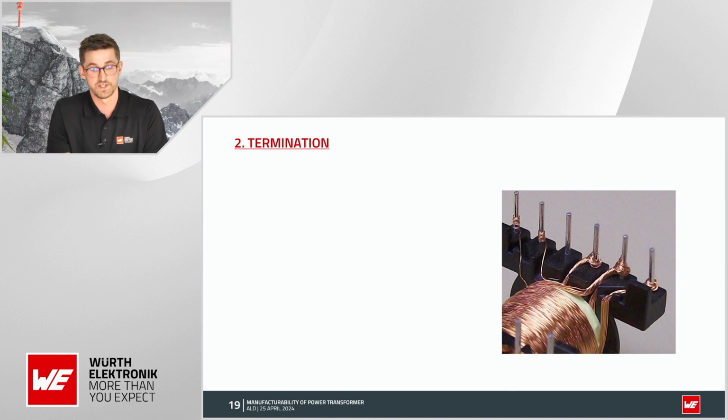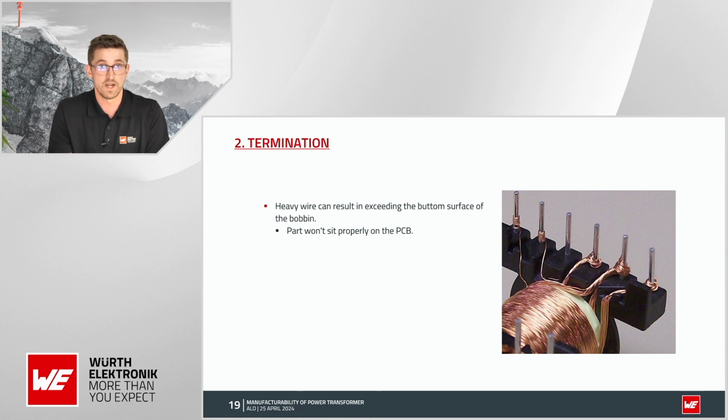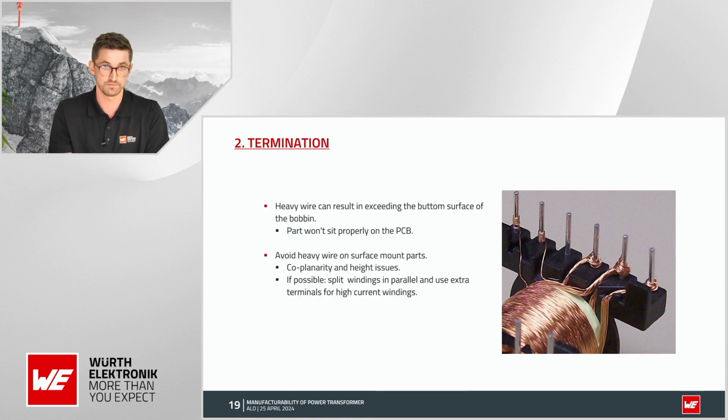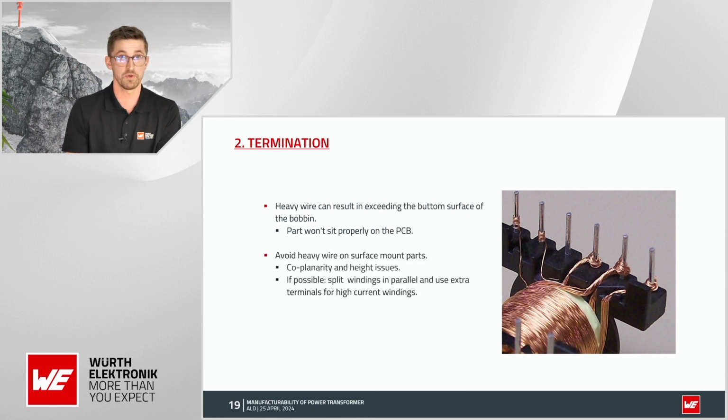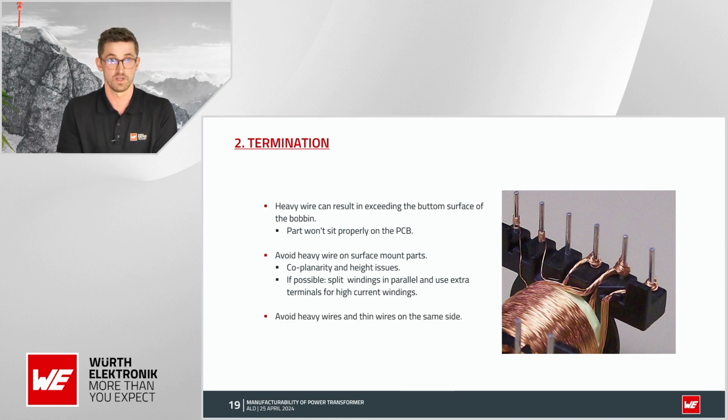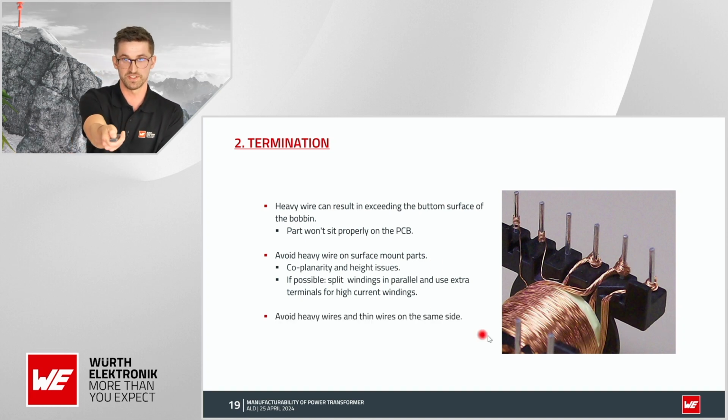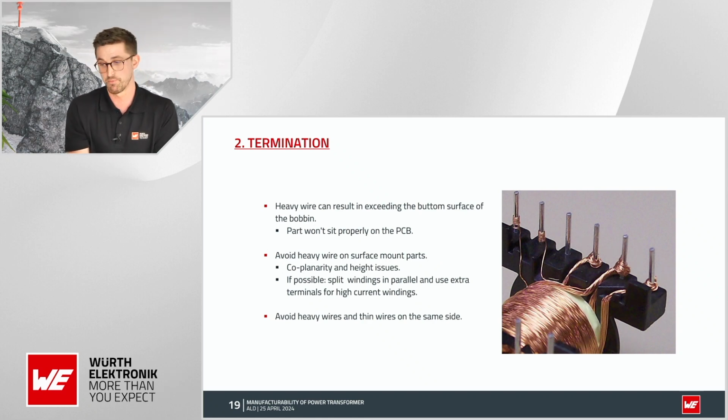So let's summarize. Heavy wire can result in exceeding the bottom surface of the bobbin, and the part won't sit properly on the PCB. We should try to avoid heavy wire on surface mount parts. This can cause coplanarity and height issues. And when possible, we should split the windings in parallel and use extra terminals for high current windings. And also, as the picture proves, we should try to avoid heavy wires and thin wires on the same bobbin side.